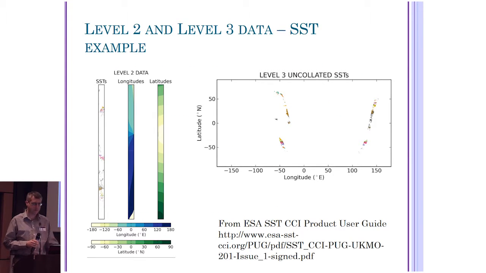And this just represents that visually. On the left here, we can see a plot of some level 2 data. It's presented as a strip, which is how the satellite would have viewed the surface of the Earth as it went round its orbit, and you get longitudes and latitudes associated with those. And then to go up to level 3, we project those onto a more familiar latitude-longitude grid, or whatever grid you want to use. And you can see here the path the satellite took as it went through its orbit.